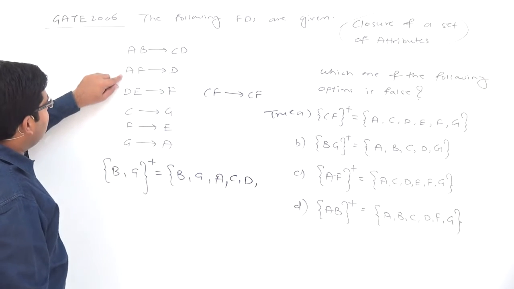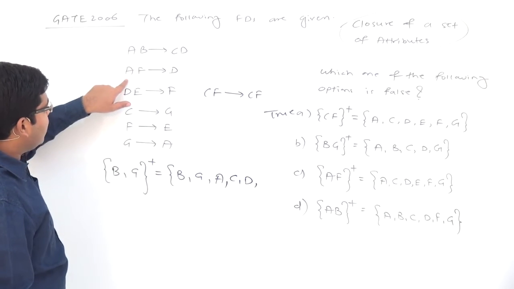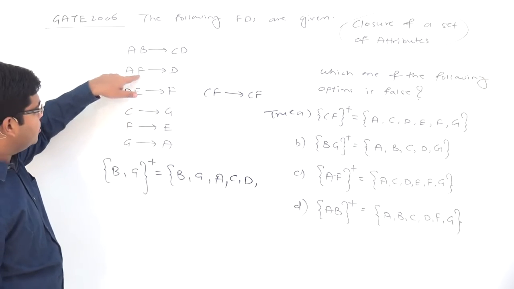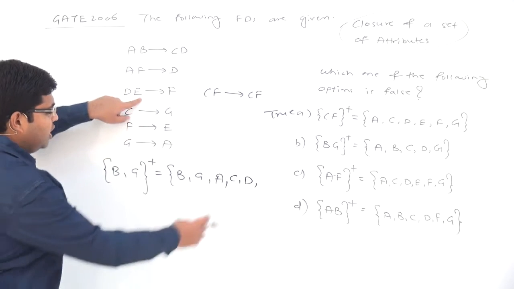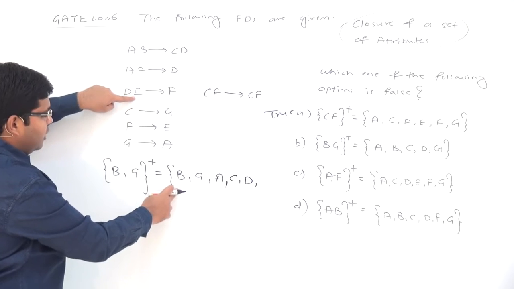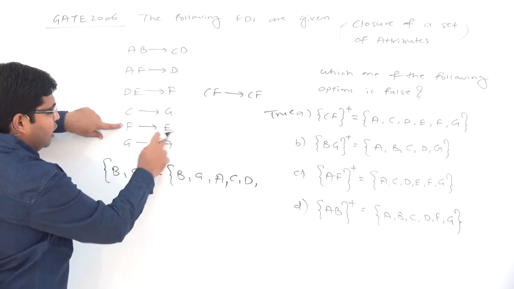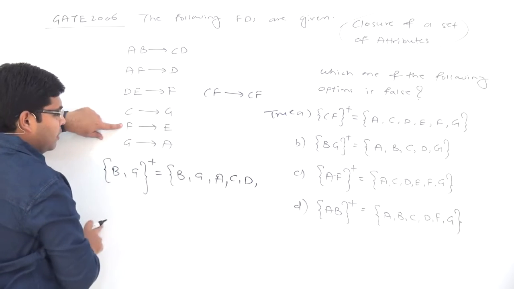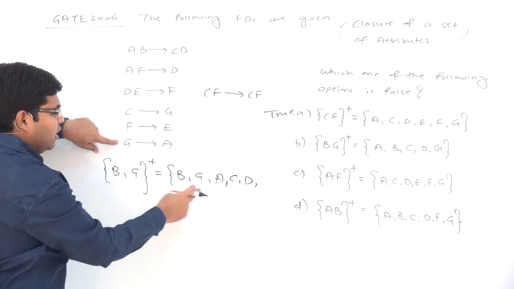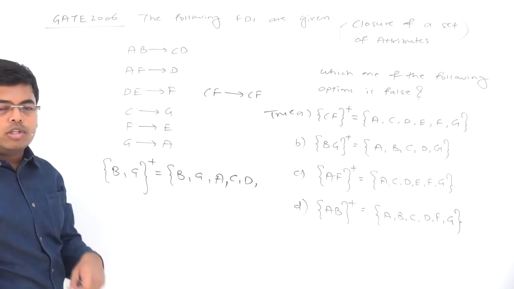Okay. Now again AF is not applicable because of unavailability of F. DE again not available, E is not available. C will give the value of G, but G is already available. F gives the value of E, but F is not available, and G gives the value of A. So A has already been added to the attribute set.